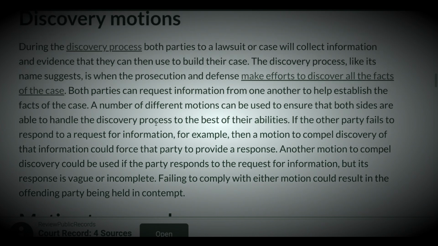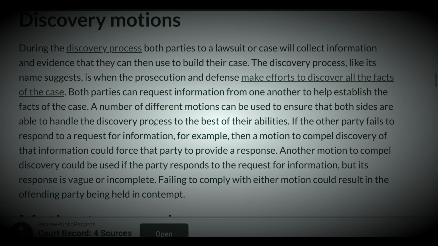Anyway, discovery motions. During the discovery process, both parties to a lawsuit or a case will collect information and evidence that they can then use to build their case. The discovery process, like its name suggests, is when the prosecution and the defense make an effort to discover all the facts of the case. Both parties can request information from the other to help establish the facts of the case. A number of different motions can be used to ensure that both sides are able to handle the discovery process to the best of their abilities.